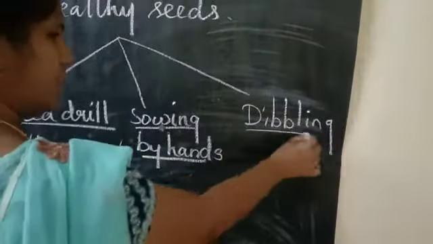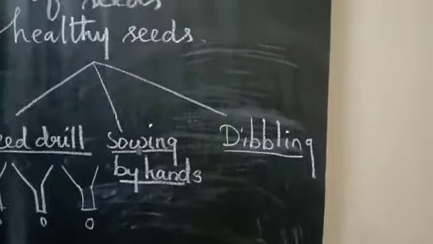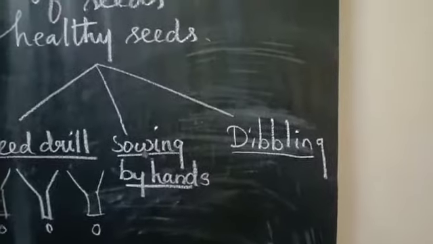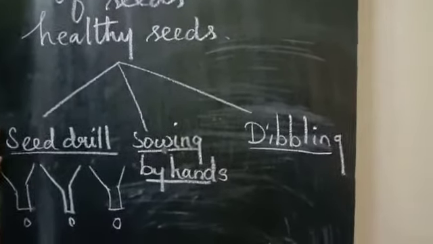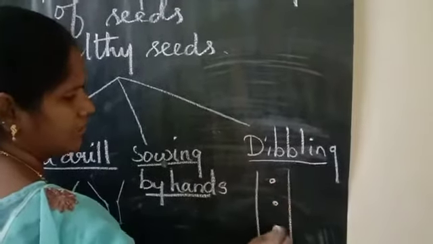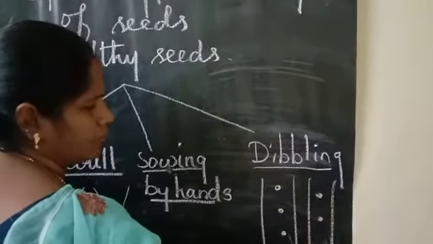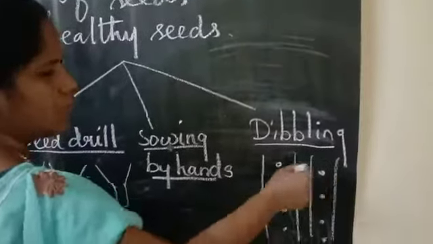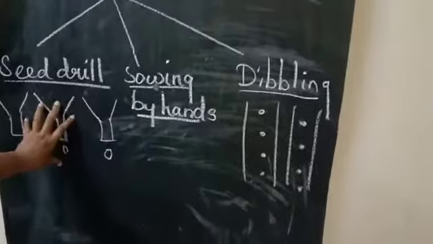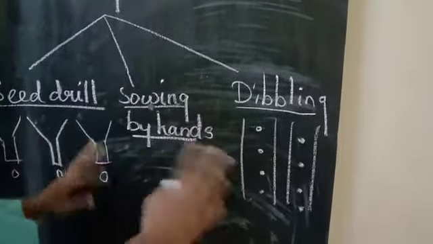And next, dibbling. By using the cultivator they make a row. In that, the farmer slowly keeps the seeds drop by drop, dibbling in the pit or in the furrow area, dropping the seeds with equal distance. Instead of using a machine, human power is utilized here. That is the difference here.